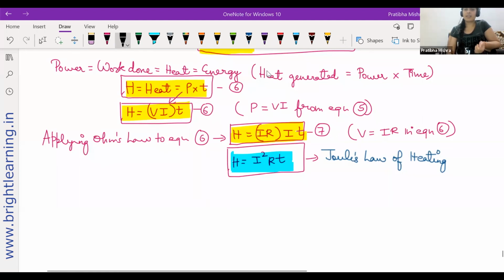Okay. All right. Any kind of doubts? No doubts? Joule's law of heating? Mahashri and Gautami, no doubts?